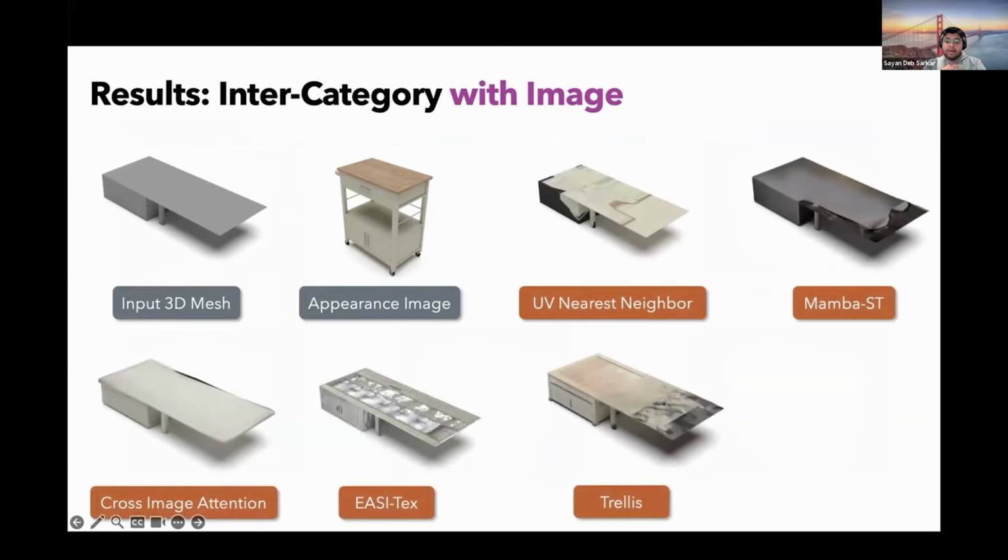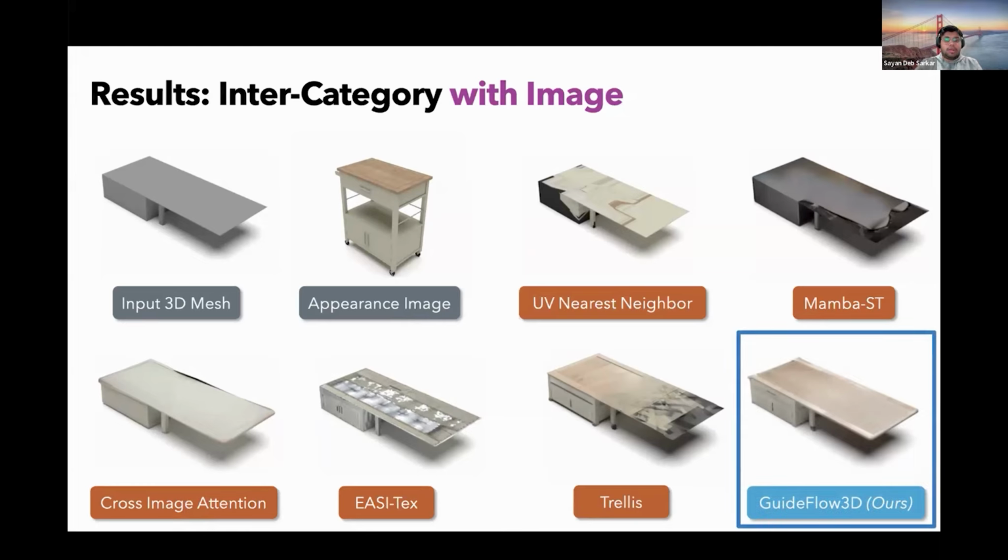So what happens is that, yeah, this is where Trellis starts falling off. UV nearest neighbor, Mamba-ST, all the other baselines, they were already falling off before because they were not able to have the correct seams. But in this case, Trellis also falls off. It just produces some random texture on the part which is not really there in this appearance image. This happens because Trellis is not really doing any part-aware grounding like us.